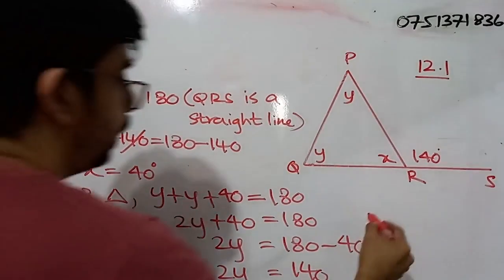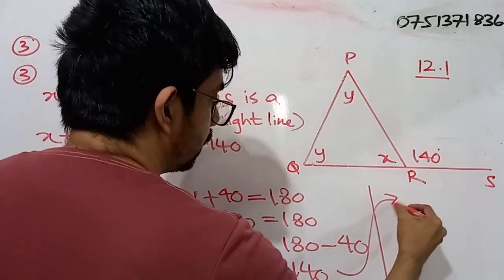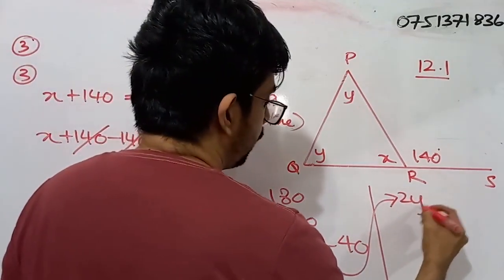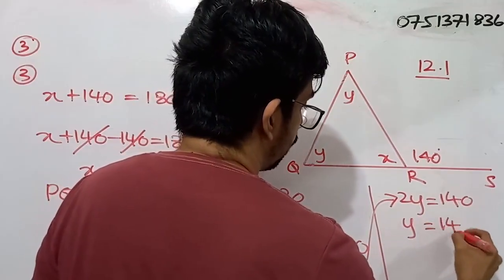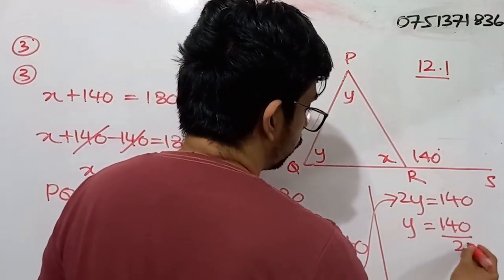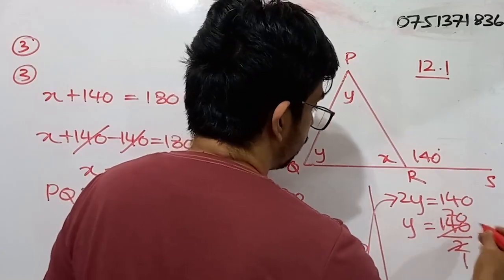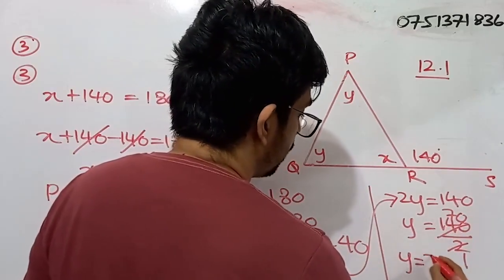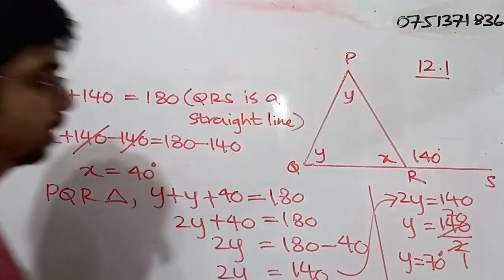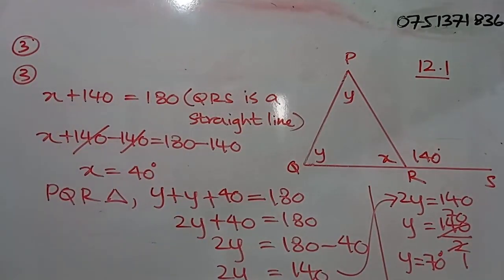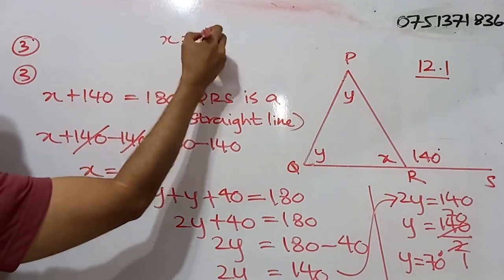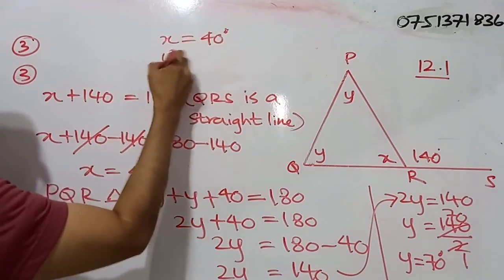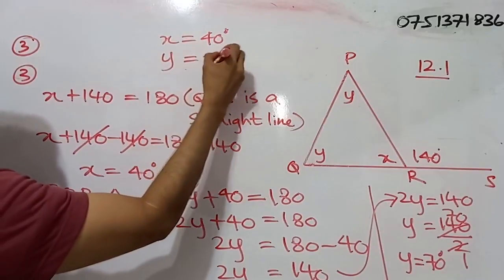So I'll continue the simplification here. 2y is equal to 140. That means y is what? 140, we have to divide by 2. 2 times 70. So y is 70 degrees. So in this question, angle x is 40 degrees, angle y is 70 degrees.